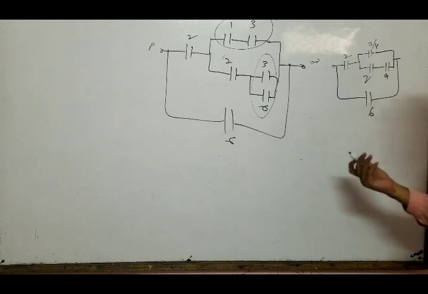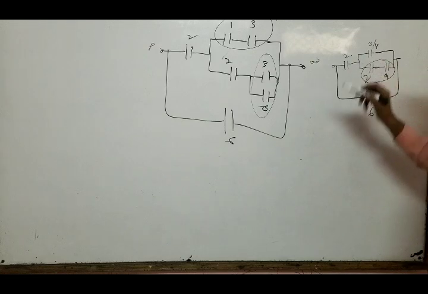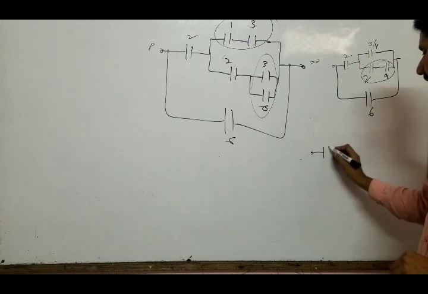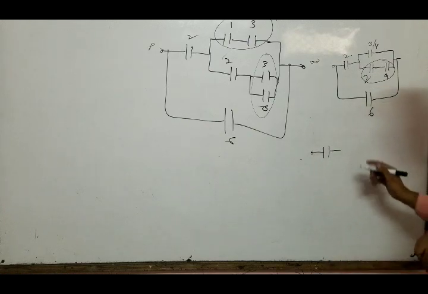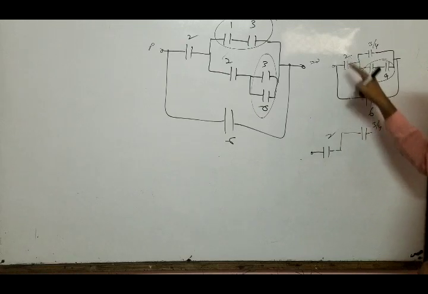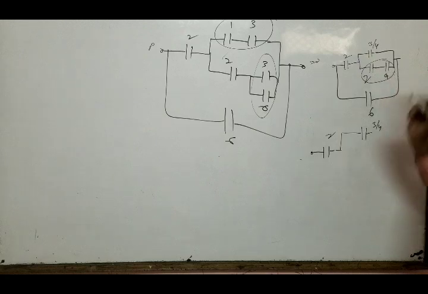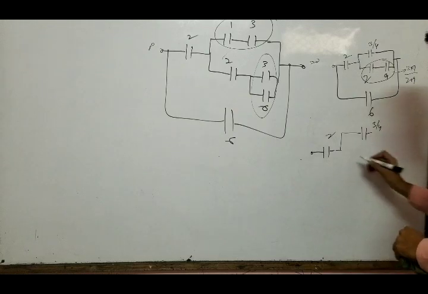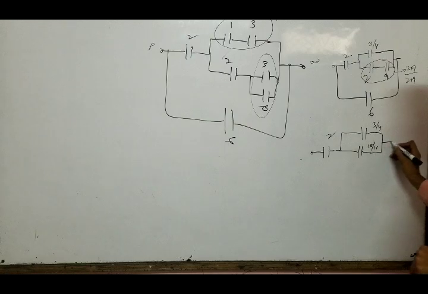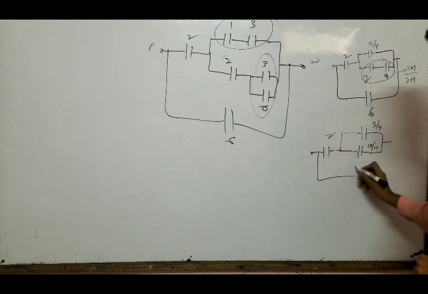Now what are you sure about? This 2 and 9 are in series. So in the next step I will solve. Whatever I am not solving, I will keep unchanged as such. This is 3 by 4, this was 2, this is 3 by 4, and 2 and 9 in series will give you 2 into 9 divided by 2 plus 9, which is 18 by 11. So this is 18 by 11, and then you have got one more 6 over here.